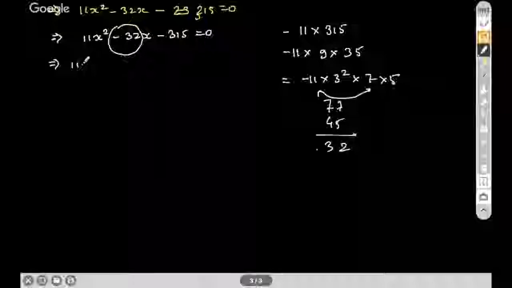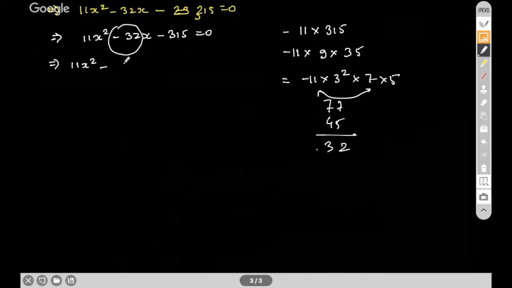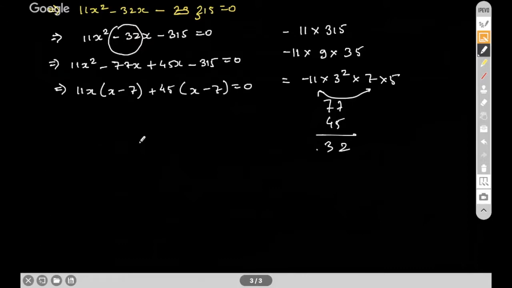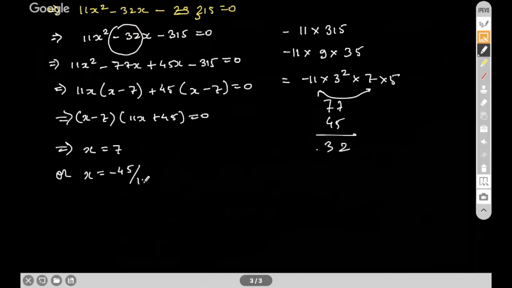So hence, I can say it is 11x squared minus 77x plus 45x minus 315 equals 0. So this means 11x into x minus 7 plus 45 into x minus 7 equals 0. Check, 7 into 45 is 315, yes. It is correct. So hence it is x minus 7 and 11x plus 45 equals 0, right? This implies either x equals 7 or x equals negative 45 by 11.